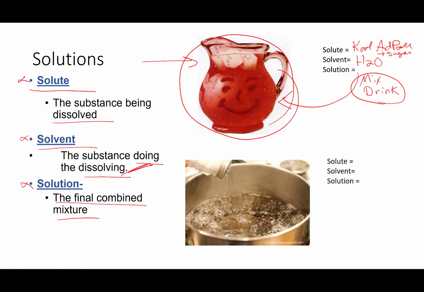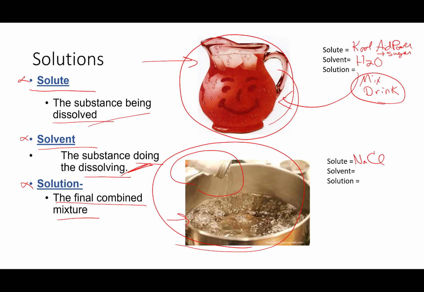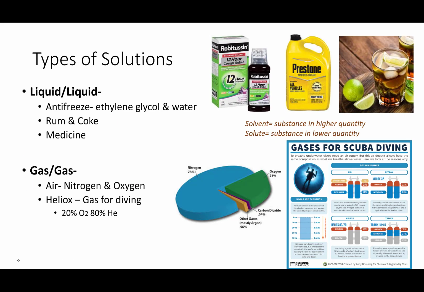Okay, let's try another one. Let's say you are going to boil a pot of potatoes or pasta, and you're going to add salt to water. So what is the solute? The substance being dissolved. Well, that's going to be the sodium chloride. That's the salt you're adding to the water. The solvent, the thing doing the dissolving, that's going to be water. And what is the solution? Well, that's the salt water that you're going to cook your pasta noodles in. So not terribly complicated, but you do need to know the scientific words for these things.